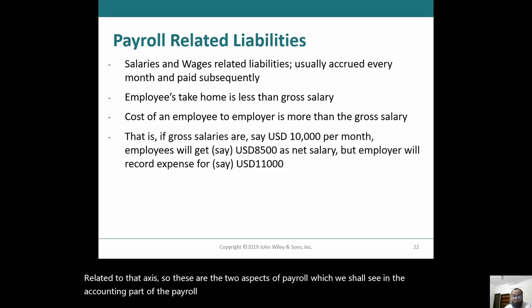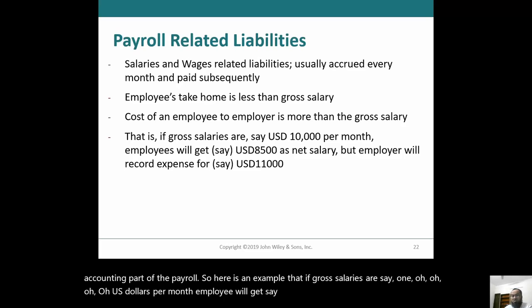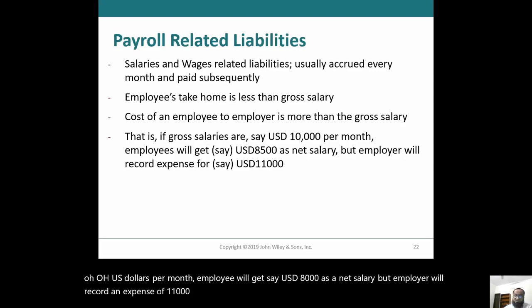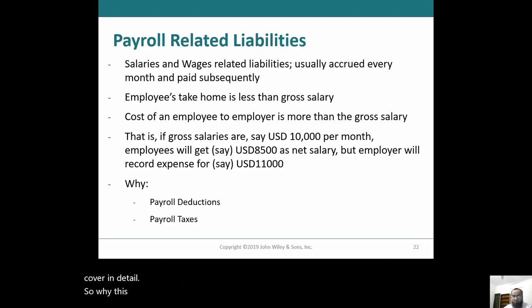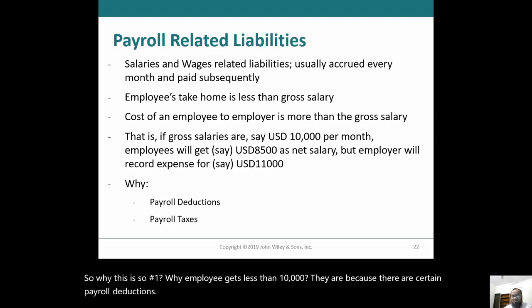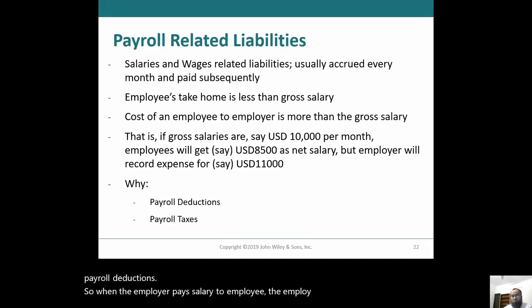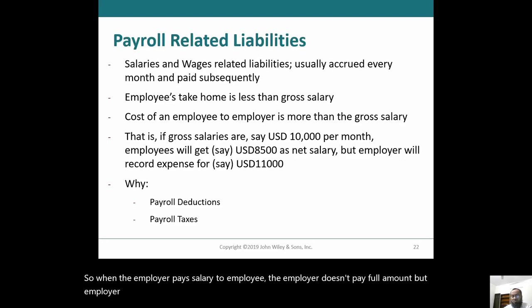Here is an example: if gross salaries are say 10,000 US dollars per month, the employee will get say USD 8,000 as a net salary, but the employer will record an expense of 11,000. These are the two aspects we are going to cover in detail. Why is this so? Number one, why does the employee get less than 10,000? Because there are certain payroll deductions. When the employer pays salary, the employer doesn't pay the full amount, but deducts some amounts towards meeting some other liabilities on behalf of the employee. We shall see how to account for them.